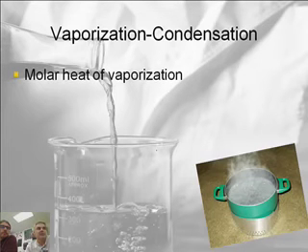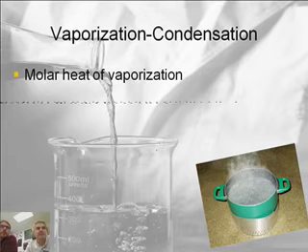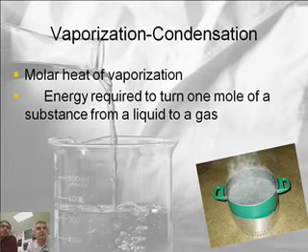What about vaporization and condensation? There's another term, kind of like fusion and solidification. It's called the heat of vaporization: the energy required to turn 1 mole of a substance from a liquid to a gas. We get a delta H with a symbol, vap, V-A-P, for vaporization.